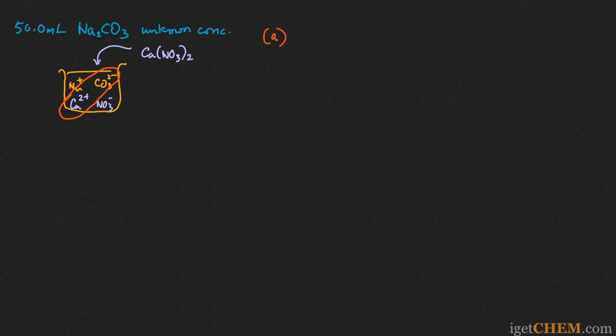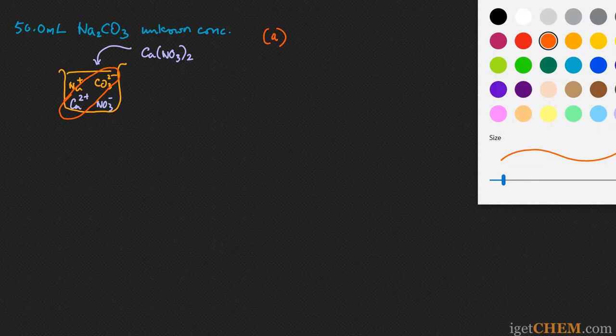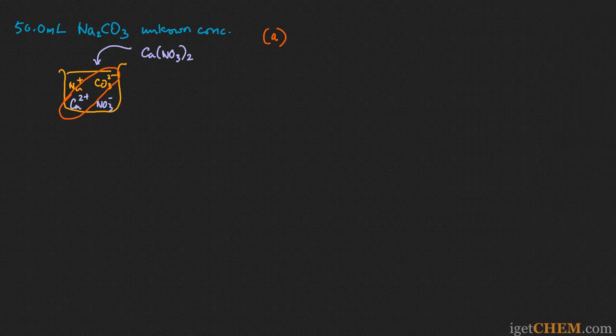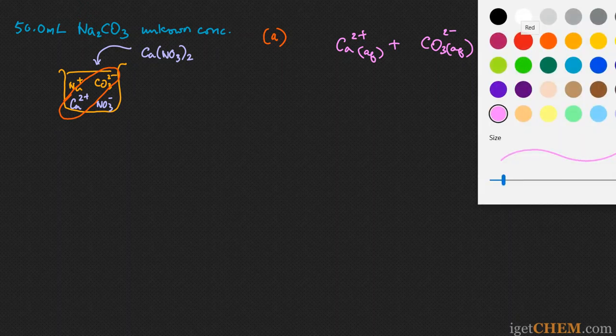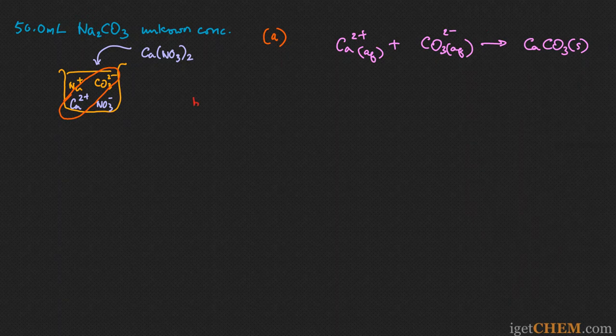So for A, we want to write down the net ionic equation for that process. After we have seen what the process is, it's fairly clear what the reaction is for this precipitation. You have aqueous calcium 2+ forming a precipitate with aqueous carbonate, and that will generate a precipitate which is CaCO3, and that is a solid. So that would be the net ionic equation for this precipitation reaction. Okay, so let's take a look at part B.